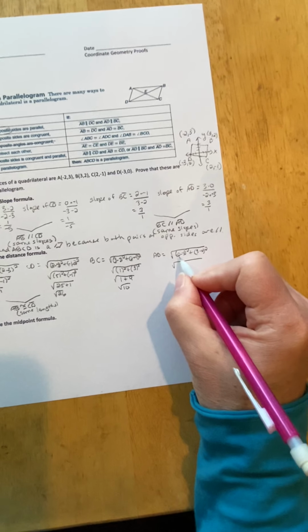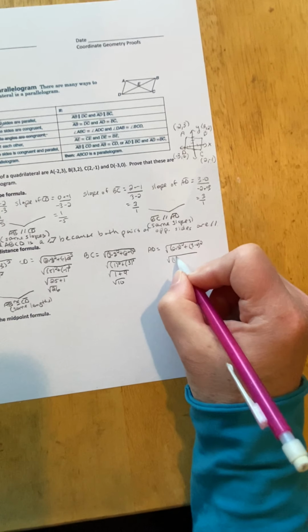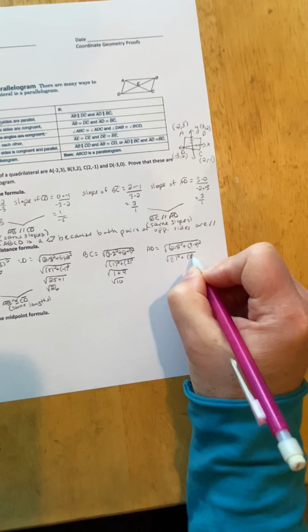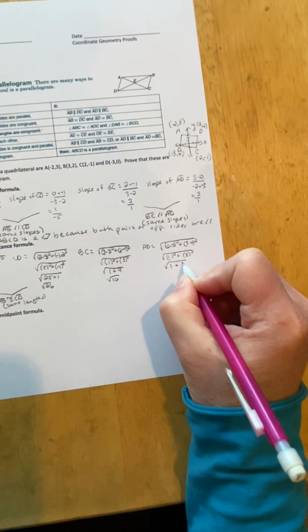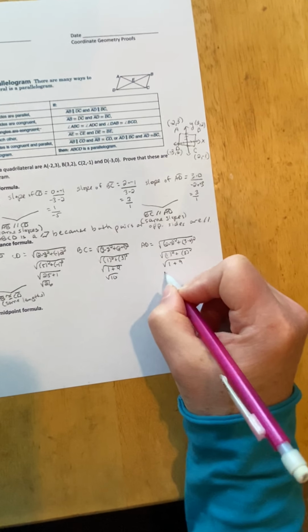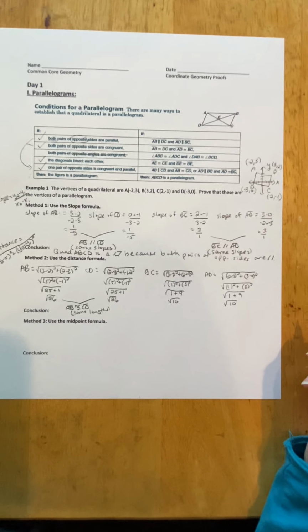And then I'm just going to do this subtracting. So negative 2 minus negative 3, that really means 1. 3 minus 0 is just 3. Now do the squaring. 1 and 9, right? 1 squared is 1, 3 squared is 9. Now add them together and get square root of 10. All right, and then just compare these lengths.